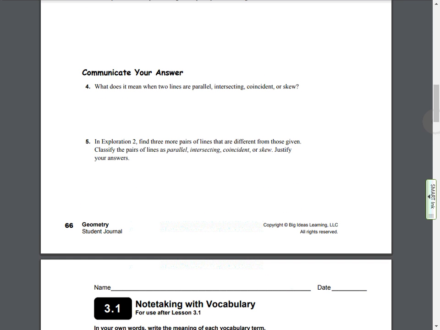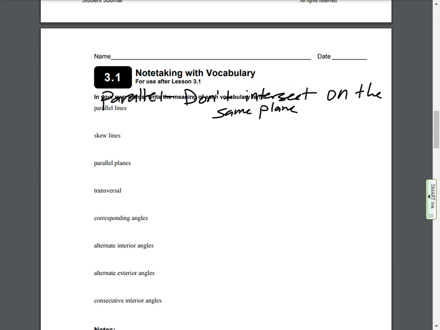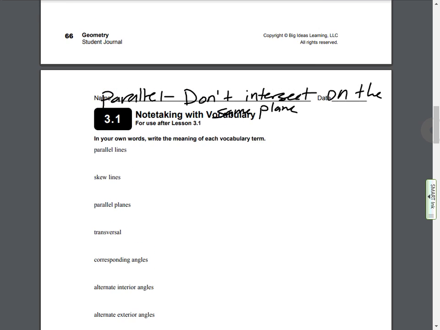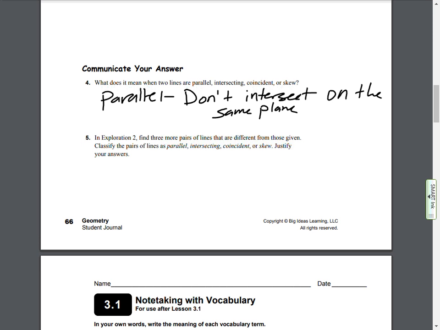Looking down here, what does it mean when two lines are parallel, intersecting, coincident, or skewed? Parallel. They don't intersect. On the same plane, sorry, don't intersect on the same plane. Okay. I'm going to scroll down to see if we're not supposed to do these definitions down here. We have parallel lines and skew. We don't have intersecting or coincident.